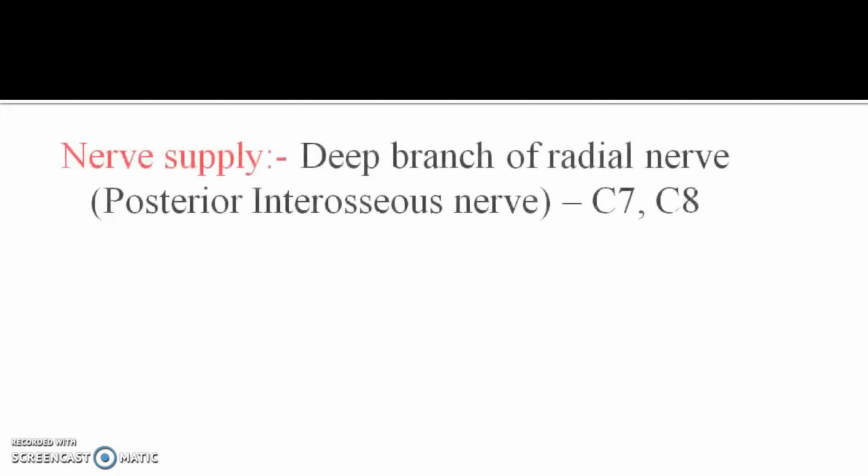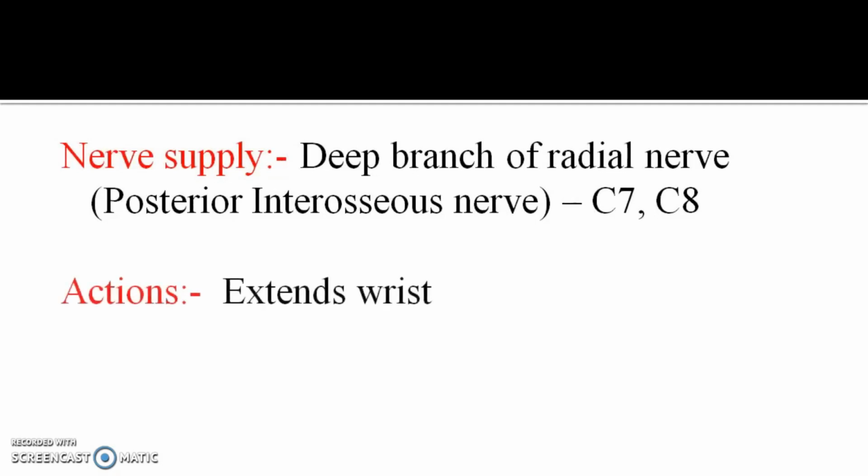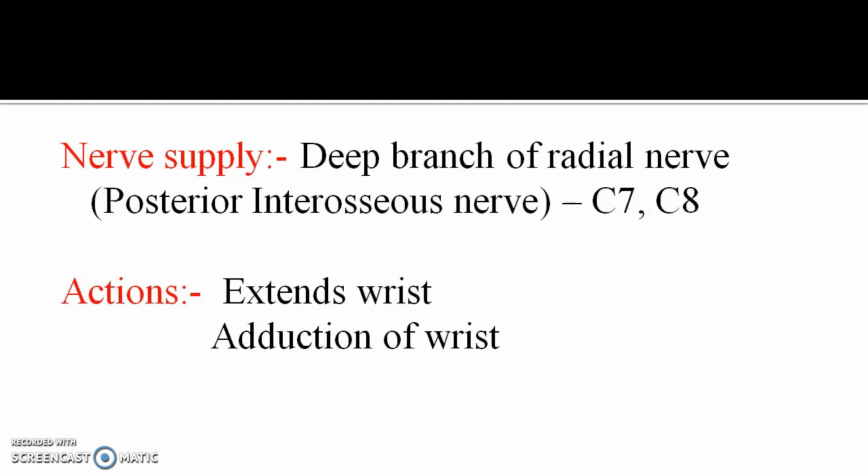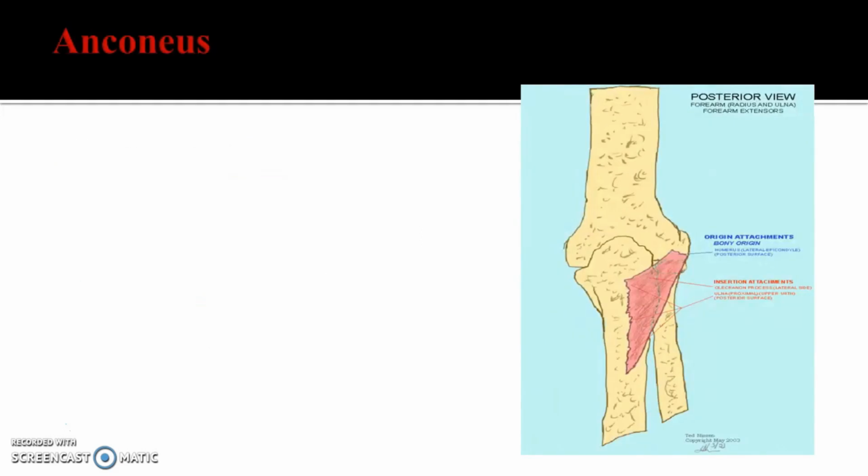Talking about its nerve supply, it is supplied by the deep branch of radial nerve, that is posterior interosseous nerve, which is carrying fibers of C7 and C8 spinal nerves. The action of this muscle is extension of the wrist. This is the major function. Along with that, it gives adduction of the wrist. So extension and adduction of the wrist are the major functions of extensor carpi ulnaris. So 6 muscles got over.